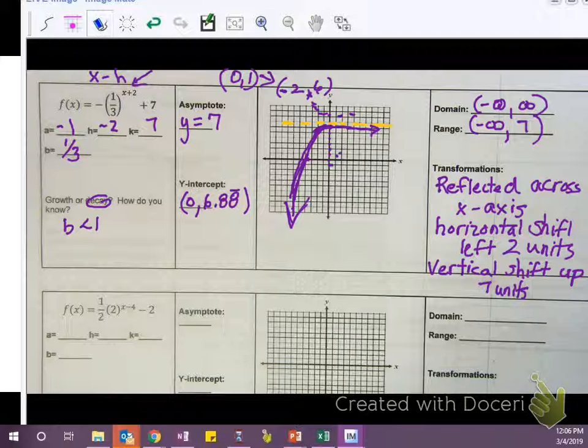Because I know if it's going up and down, it's vertical. But I want to keep emphasizing that to you, because later on when you get to higher level classes, you have to be more specific. So at a minimum, you would have to say reflected across the x-axis, shifted left 2 units, shifted up 7 units. So the other one on this paper I'm leaving for you.